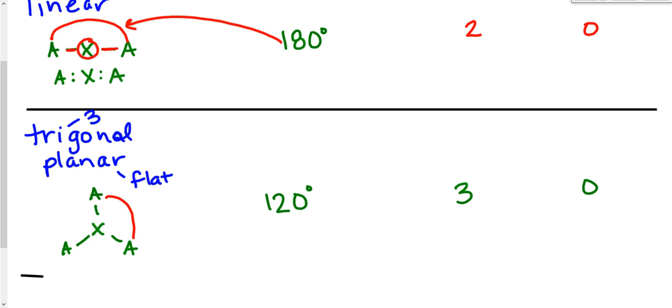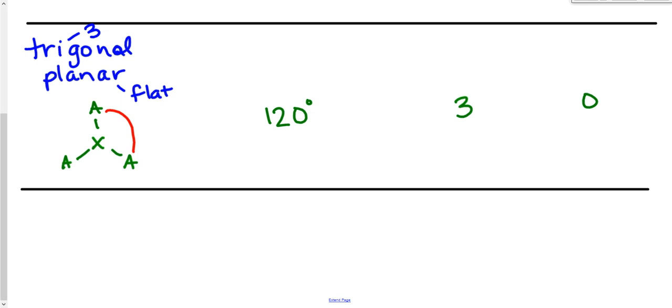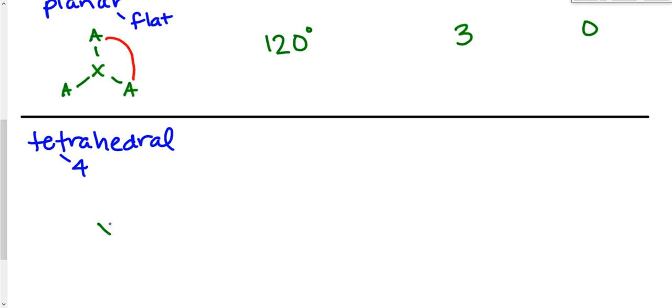Okay, so the next one is tetrahedral. And you might have heard this prefix tetra, because it means 4. Maybe you learned about this in geometry. Tetrahedral is a shape with 4 sides. So what this looks like is, I'm going to have X in the middle again, and I'm going to have 4 sides, 4 bonds coming off of this, each attached to 4 different atoms.